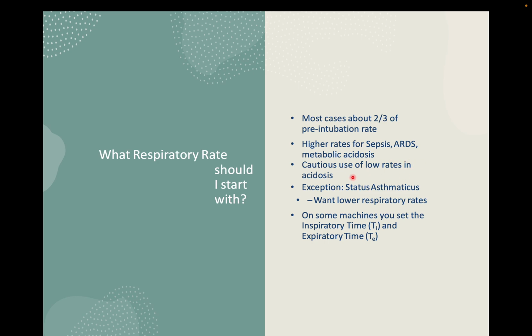So especially in the case of status asthmaticus, you use a lower respiratory rate. Why do we use a lower respiratory rate in status asthmaticus? Let's say an asthma patient is there and you increase the respiratory rate. What will happen? It will decrease the expiratory time. If, let's say, 20 breaths per minute are occurring, the expiration time will decrease. Because there is already obstruction at the airway, it won't give enough time for the tidal volume you are inspiring to expire out.